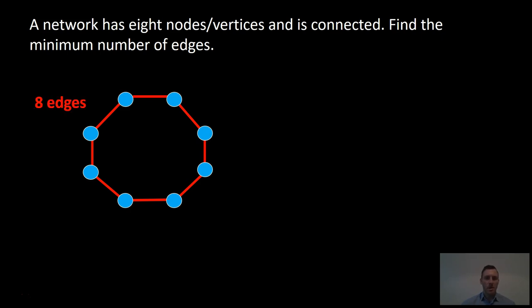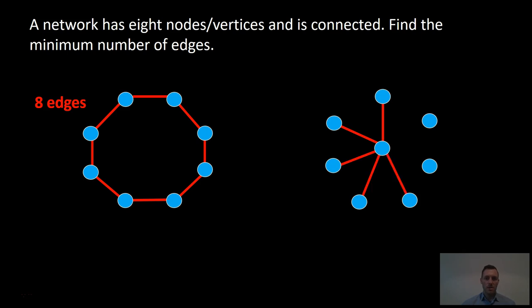I think this can be rearranged to form a network with a smaller number of edges. If we move one of the nodes into the center, and we connect all of the other nodes to that node through the edges, we get a network with 7 edges. Therefore, the minimum number of edges is 7 when this network doesn't have to include a circuit.